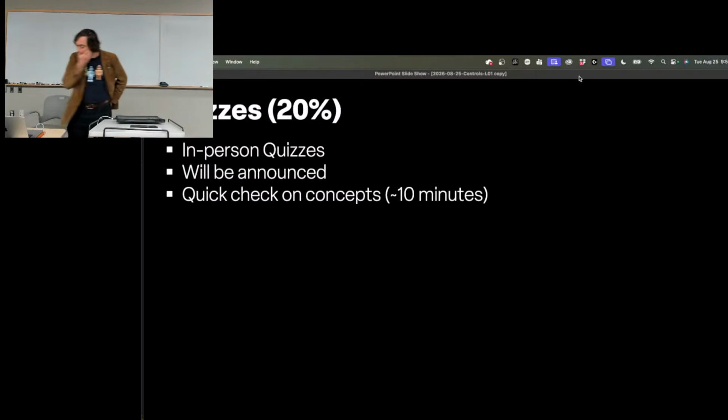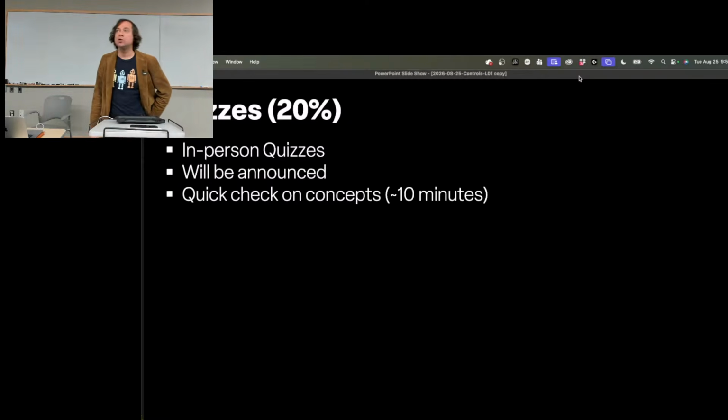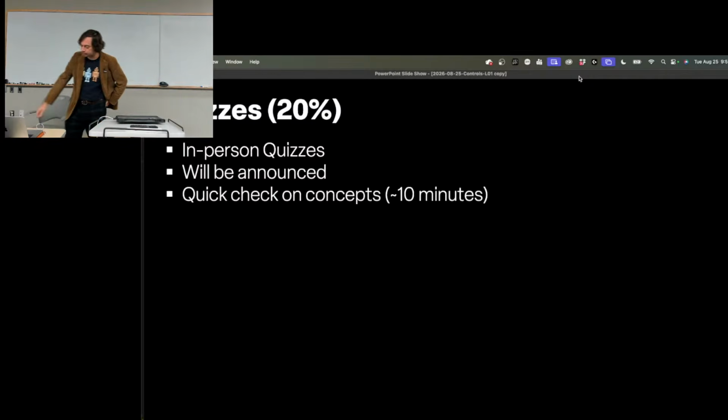All right. Quizzes. There will be in-person quizzes. I will always announce them. They will be on the schedule when the schedule is posted. And if there's a change in the schedule, just keep an eye on the schedule. All right? They'll always be announced. And it's to check on the concepts. You won't be doing a lot of hard math on the quizzes. It's to make sure that you're following along with the concepts. It's about 20% overall. We typically do about 5 quizzes a semester.